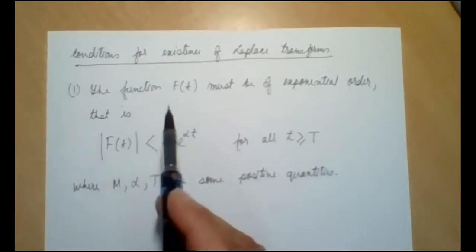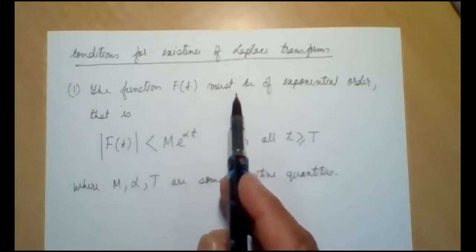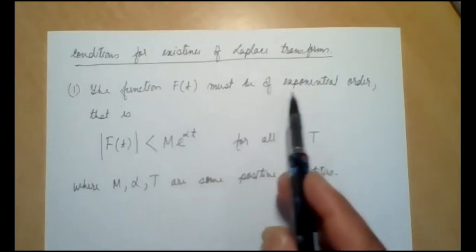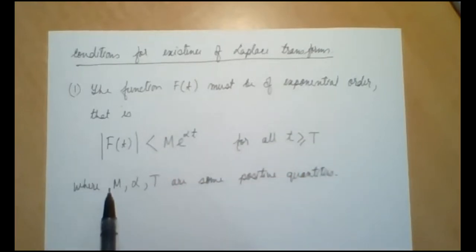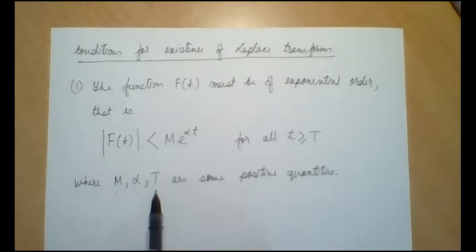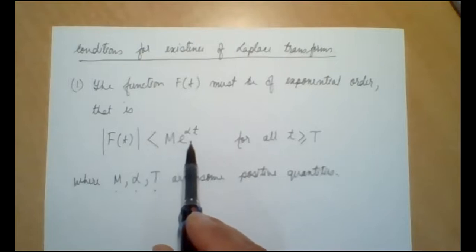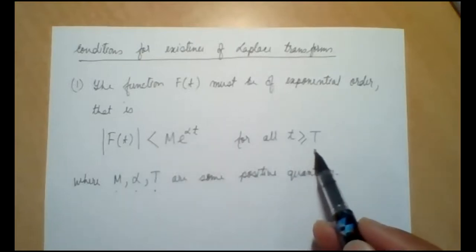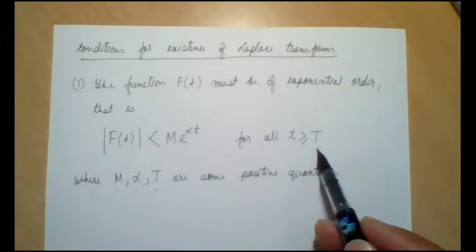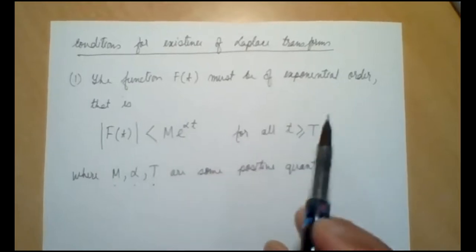That means for the Laplace transform of this function to exist, this function should be of exponential order. Okay, and what is the meaning of the function being of exponential order? It means that I should be able to find some positive numbers M, alpha, and T such that the magnitude of the function is less than M e to the power alpha t for all values of t greater than capital T. This is the meaning of a function being of exponential order. So the first condition is that the function should be of exponential order.